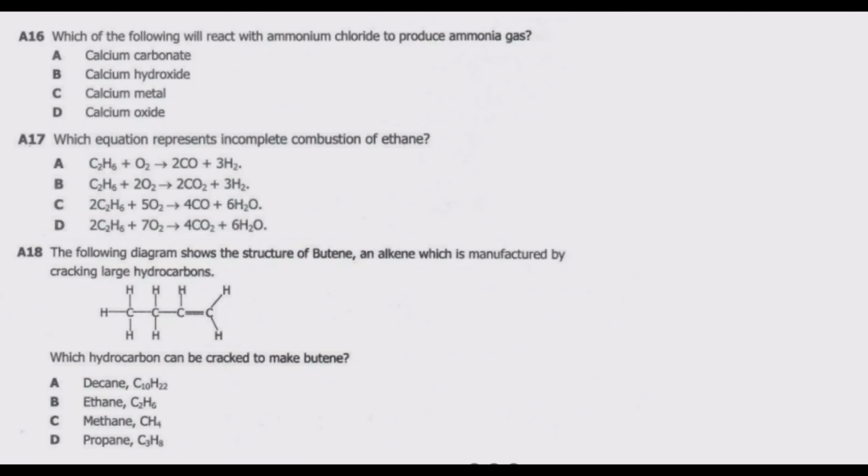Let us look at question 16. Which of the following will react with ammonium chloride to produce ammonia gas? We have A, calcium carbonate, B, calcium hydroxide, C, calcium metal, D, calcium oxide. So we are looking at the case where we are having ammonia as a gas.